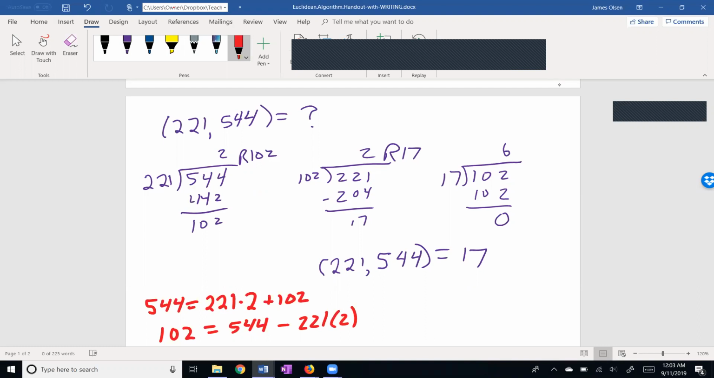My next statement says that 221 is equal to divisor times quotient plus remainder. If I solve this for the remainder, I get 17 equals 221 minus 102 times 2.